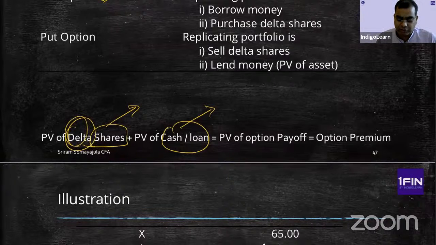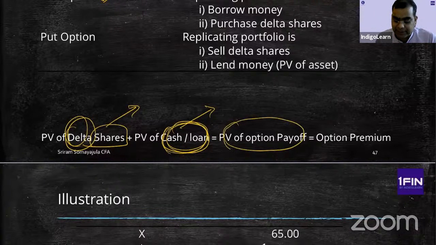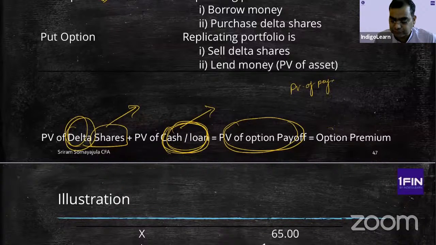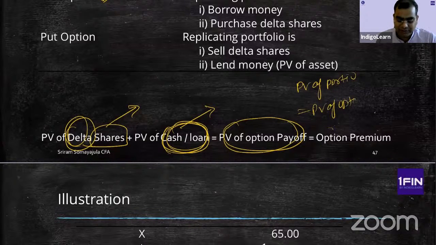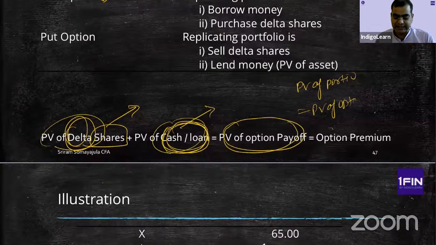And you create a portfolio also with the loan, some amount of cash or loan, such that the payoff of that is equal to the payoff of the option. Then the present value of that portfolio, PV of portfolio, is equal to PV of option. Now let us understand what we mean by delta shares and present value of cash or loan. What is this payoff in this entire thing? Let us understand that first.